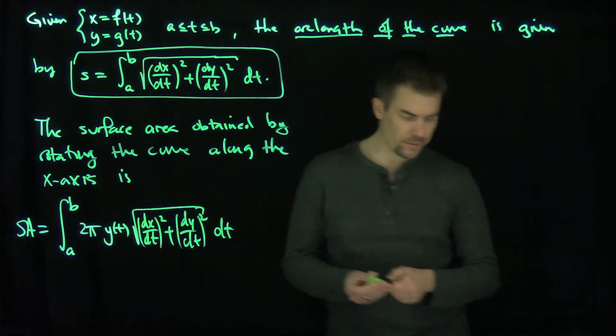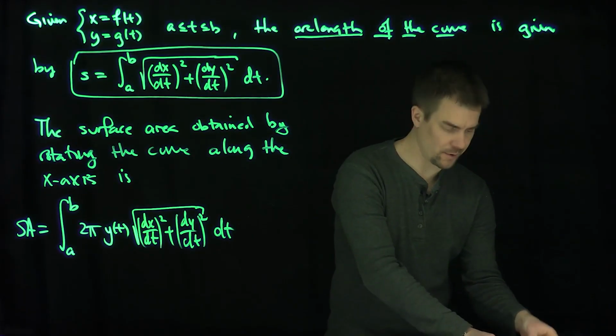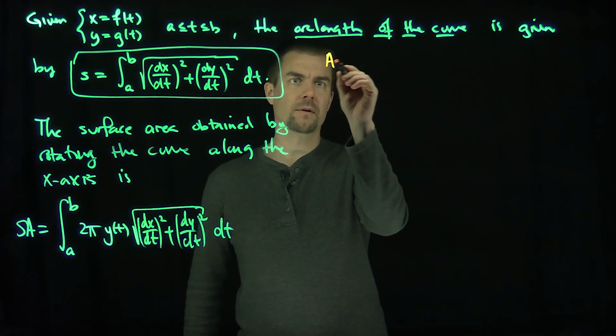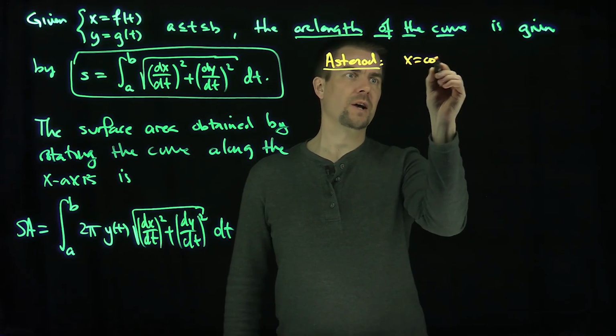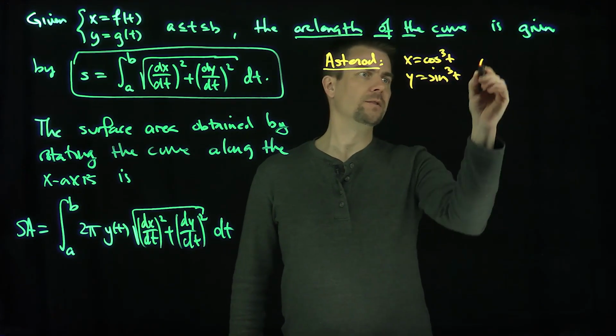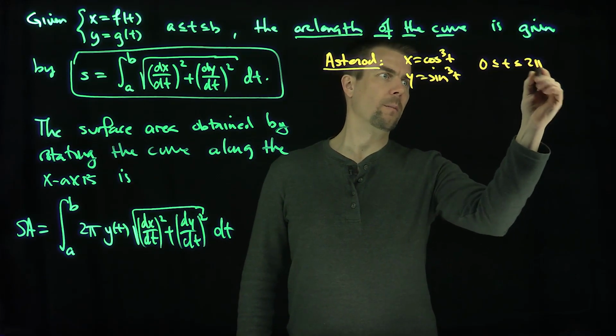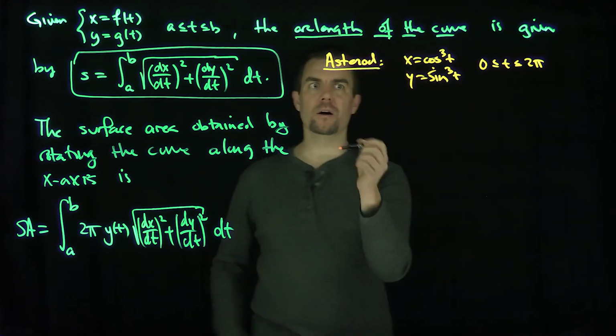Now let's see an example of doing both these things simultaneously. So what I can do is consider, for example, a famous curve, the asteroid curve. Its x is cosine cubed of t, y is sine cubed of t between 0 and 2 pi, okay? I'm going to find the arc length of this thing first.